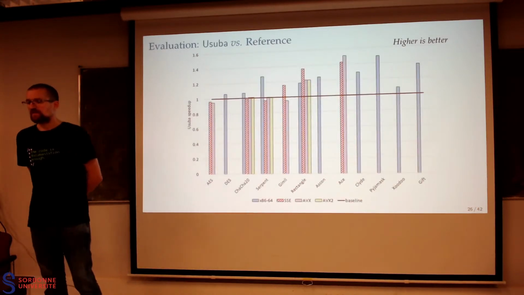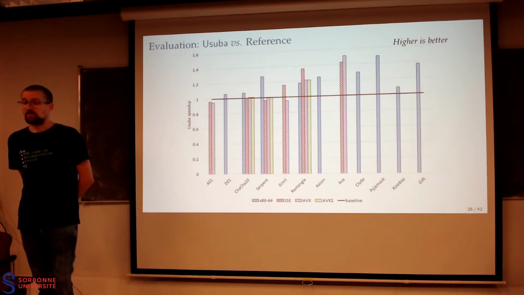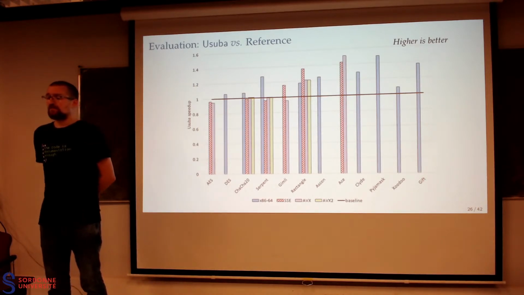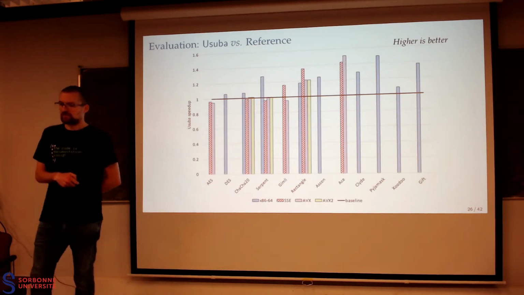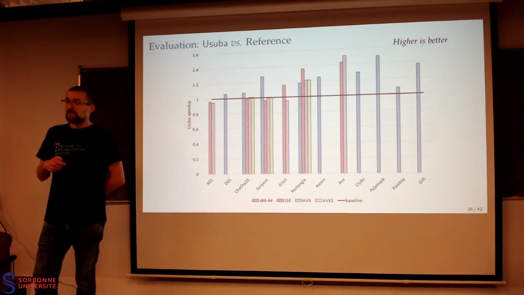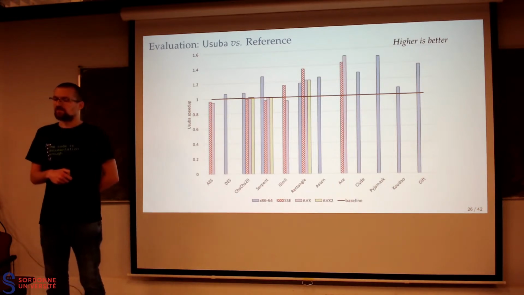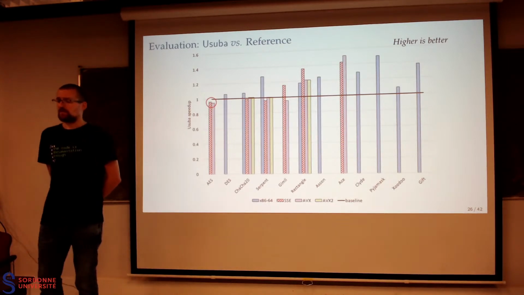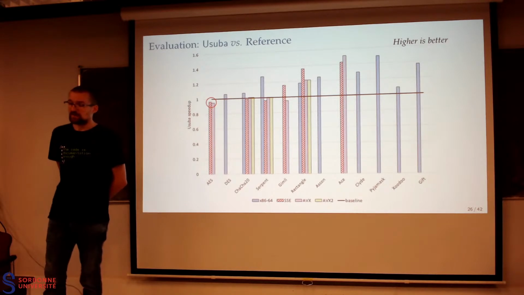So we can now have a look at the performance of the implementations generated by Usubac compared to handwritten and hand-optimized implementations. The black line represents the performance of the hand-tuned implementations, and the bars represent the performance of the Usuba implementations for several ciphers and several architectures. If the bar is above the black line, then Usuba is faster than the handwritten implementations, and otherwise Usuba is slower. In the case of AES, the reference implementations are written in assembly and carefully optimized by hand, and Usuba is 3 to 5% slower.